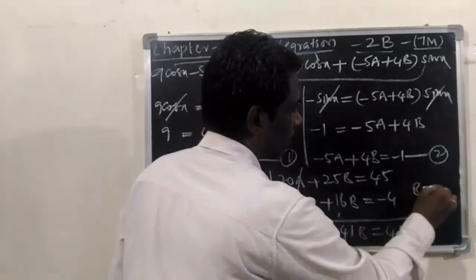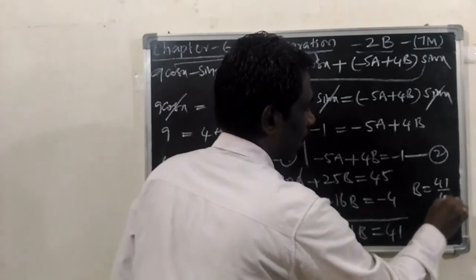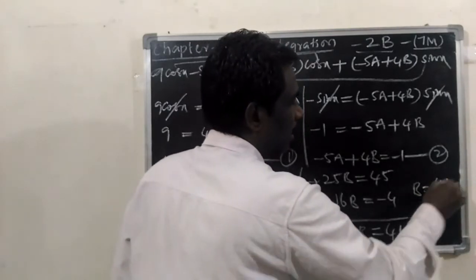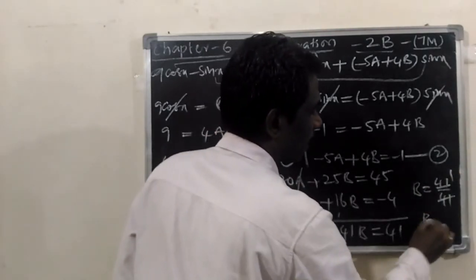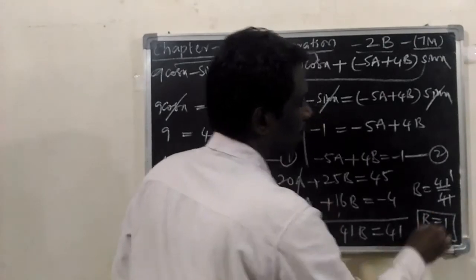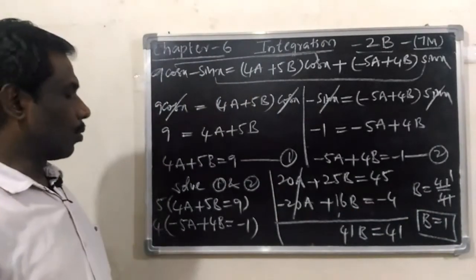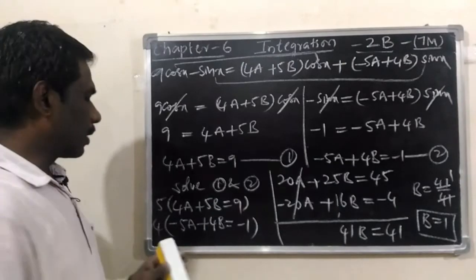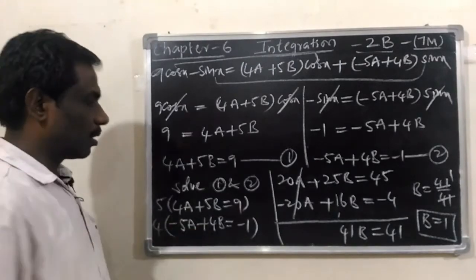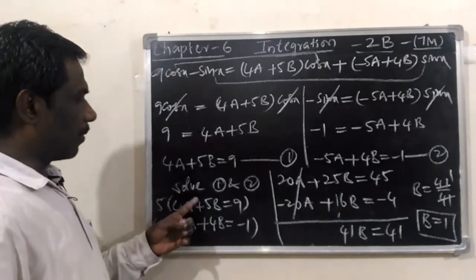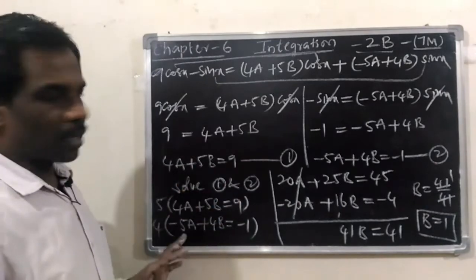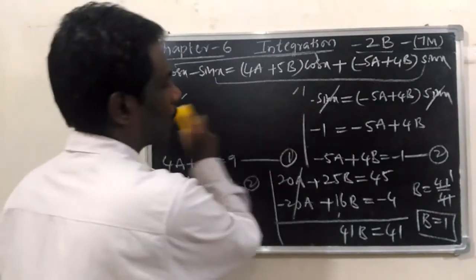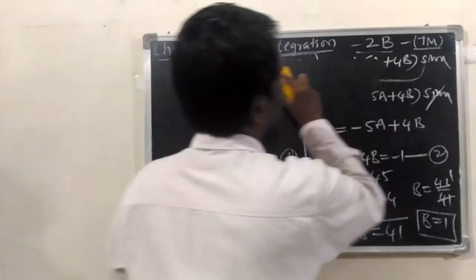Then b is equal to 41 by 41. You can cancel it one time. So b is equal to what? 1. We get b is equal to 1. That b value we substitute in any one of these two equations. We can substitute that value in the first equation or the second equation. Now I am going to substitute that b value in the first equation.